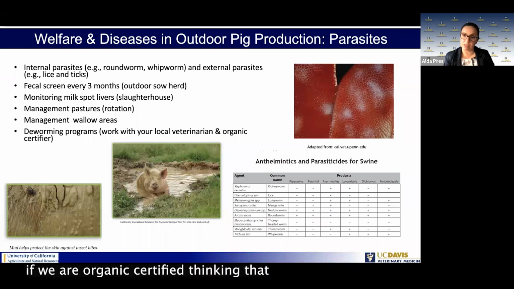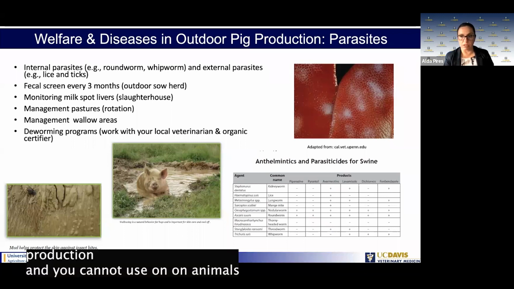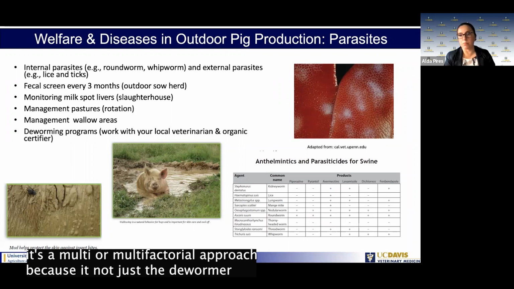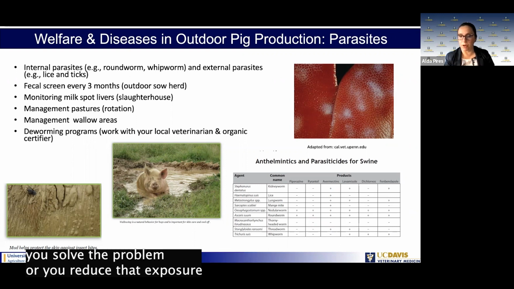If you are organic certified, there are a few dewormers you can use in organic production, and you cannot use them on animals that are for slaughter. So the management of parasites is a multi-phase or multifactor approach, because it's not just a dewormer that solves the problem, or you reduce that exposure.